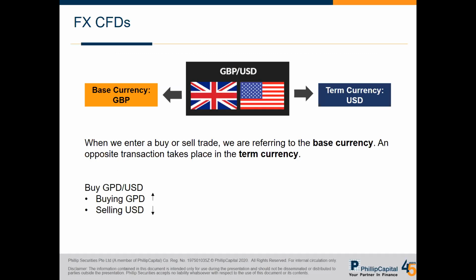So when you enter a buy or sell trade, we're actually referring to the base currency, and an opposite transaction takes place in the term currency. For example, using pound USD, pound is the base currency here and USD is the term currency. If we were to buy or take on a long position for pound dollar, we are technically buying the pound and selling the US dollar. So in order for us to profit, the pound must strengthen and the USD weaken. Let's say we are in a short position today. Then for us to profit, the pound must weaken and the USD must strengthen.